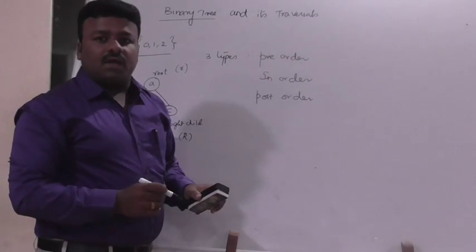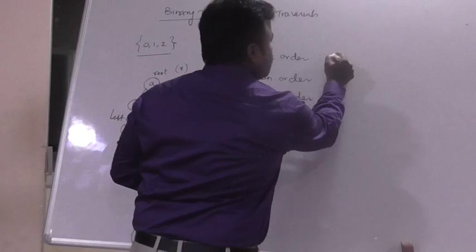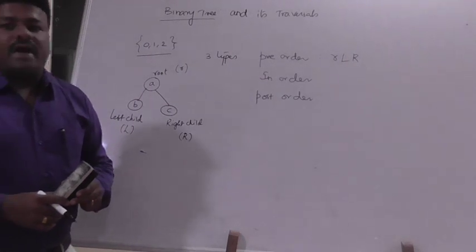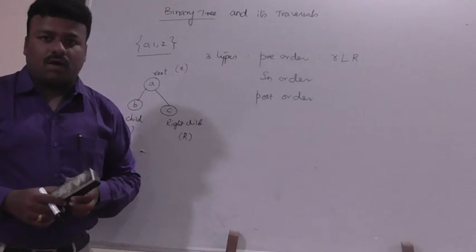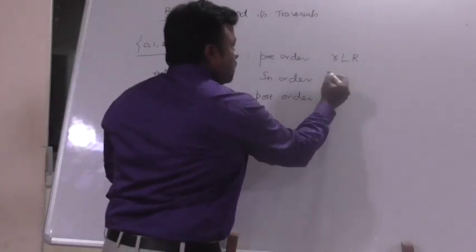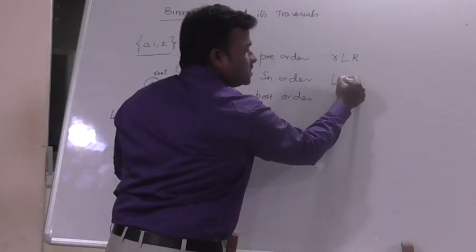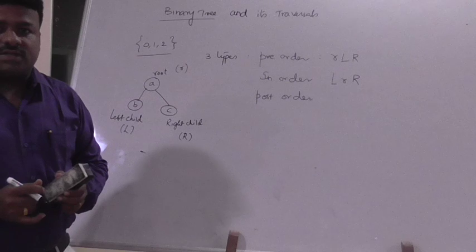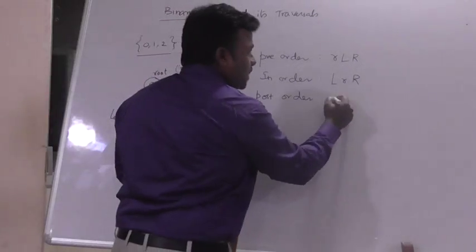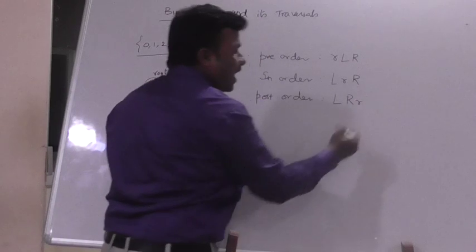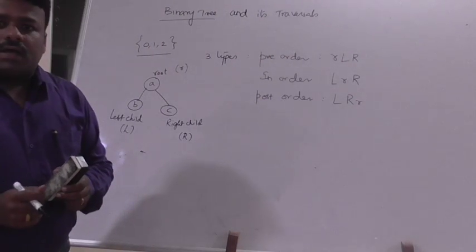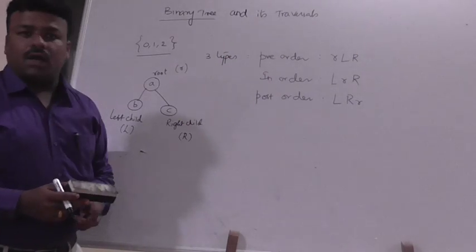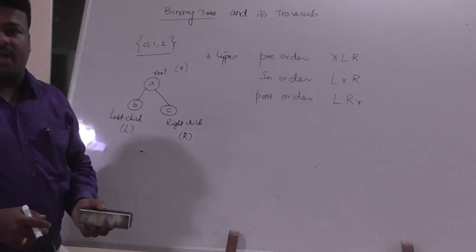Coming to the word pre-order, placing the root node in front of left child and right child is called pre-order. In-order means placing root node in between left child and right child. Post-order means placing root node after left child and right child. This is how you can write in-order, pre-order and post-order. Now let me explain with an example.